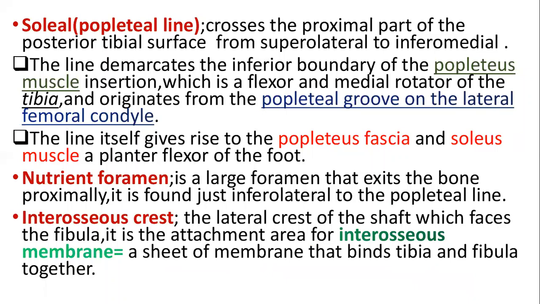So we have the interosseous crest. This is the lateral crest of the shaft which faces the fibula. It is the attachment area for the interosseous membrane. And this membrane is a sheet of membrane that binds the tibia and fibula together. It has other functions, maybe dividing the compartments of the muscles of the posterior leg, and you can go and check more about the interosseous membrane and learn what its other function is.